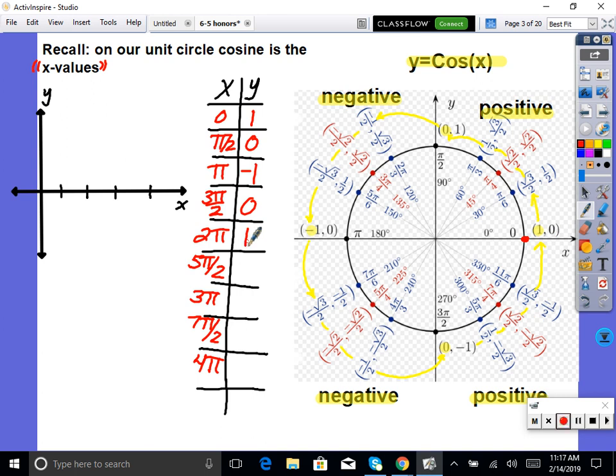So let's draw in one cycle. So up at 1, -1, 0, pi halves, filling in my x's, pi, 3 pi halves, 2 pi, and then the pattern for cosine was over 0 up 1, over pi halves 0, over pi down 1, over 3 pi halves 0, over 2 pi up 1.